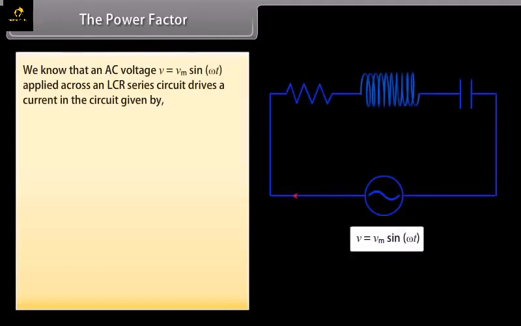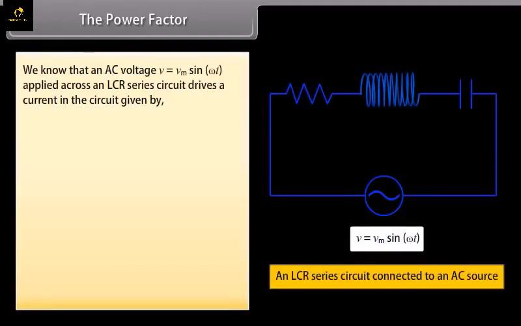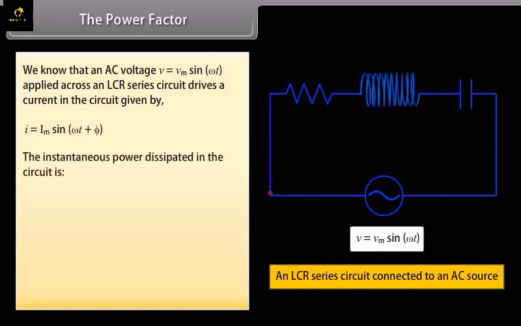The power factor. We know that an AC voltage V equal to Vm sin omega t applied across an LCR series circuit drives a current in the circuit given by Im sin omega t plus phi. The instantaneous power dissipated in the circuit is P equal to Vi.